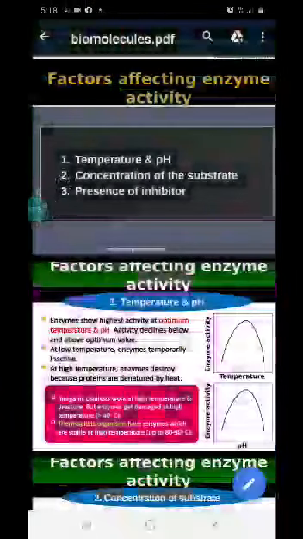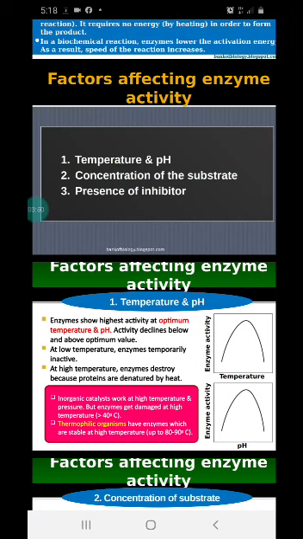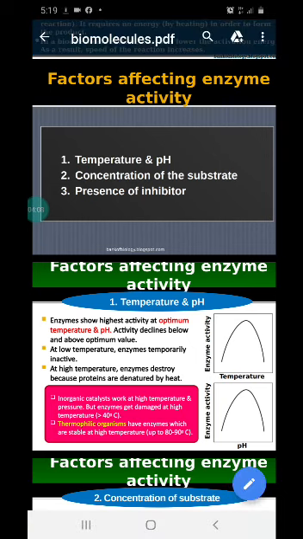Now you should know the different factors that affect the rate of a reaction or enzyme activity. One of the factors is temperature and pH. Another is the concentration of the substrate. And the third one is the presence of an inhibitor. First we'll see about temperature and pH. What is our normal temperature? Our normal body temperature, 37 degrees, right? So that is the optimum temperature for all the different types of enzymes acting in our body.